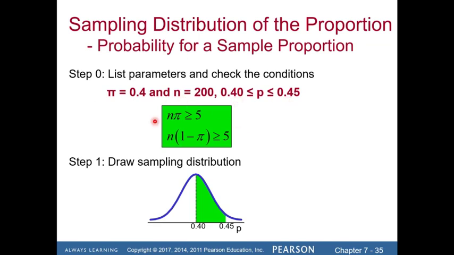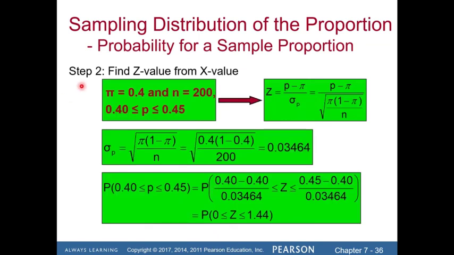Then we check conditions. So sample size 200 times population proportion 0.4 equals 80, which is greater than 5. So the condition is satisfied. And the second condition is satisfied as well. Then we proceed to the first step, which is to draw the sampling distribution curve. And our goal is to calculate the probability of this highlighted green area under the curve. Step 2 is to find the z value from the sample proportion value.